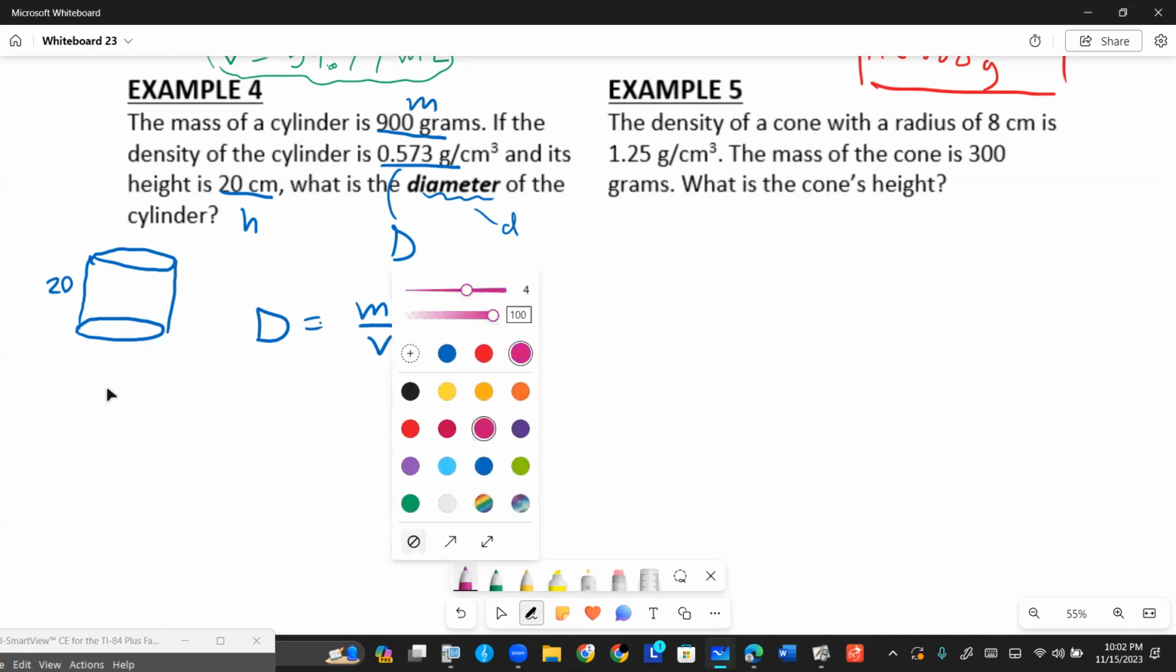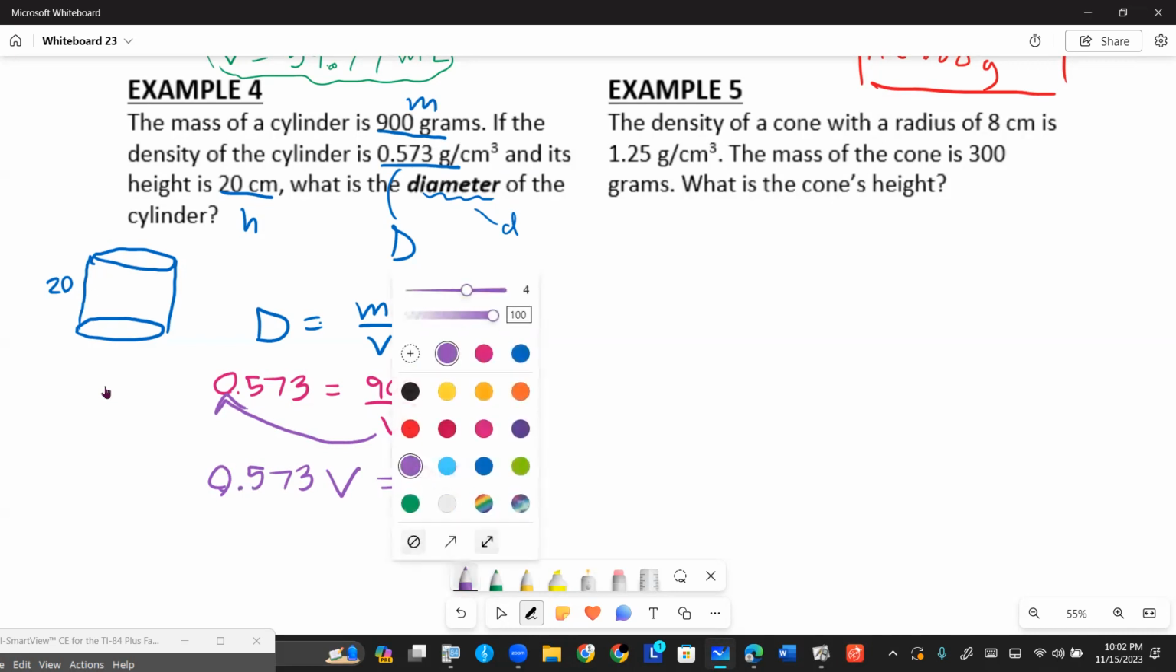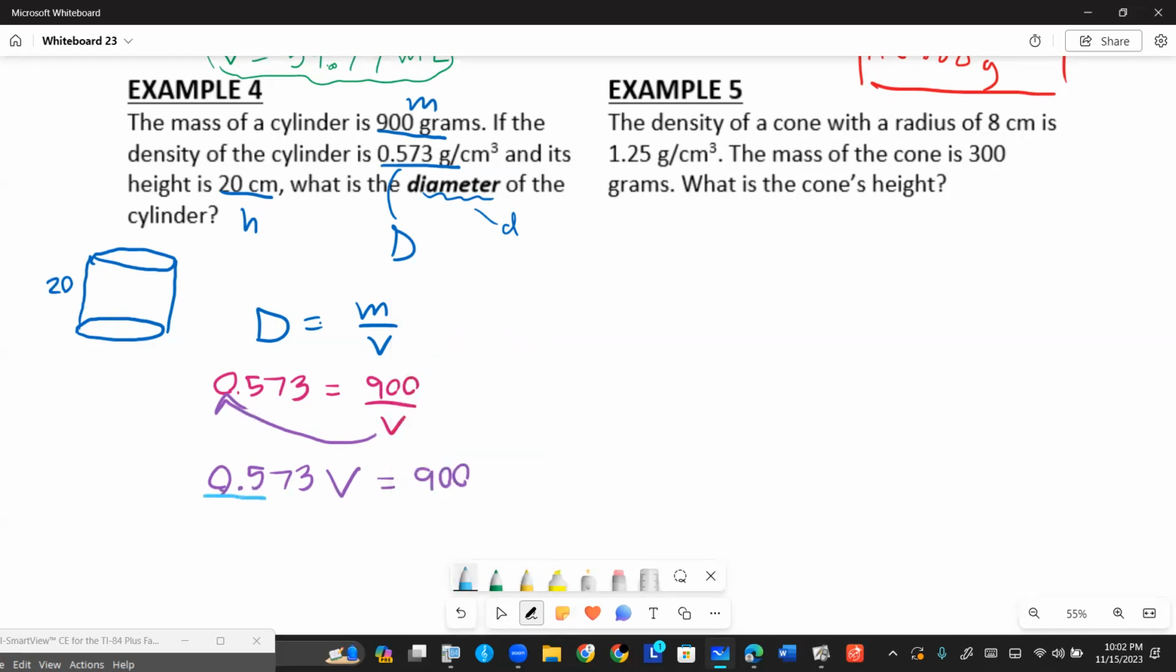We're going to plug in for the density 0.573. For the mass, we're going to plug in 900. And we do not know the volume. So we'll put volume on the bottom and we'll solve for it. Like in a previous problem, we're going to want to multiply that up to the other side. So that volume is going to end up being multiplied by 0.573. So we'll say 0.573 V is equal to 900. And then we can divide both sides by 0.573 to get V by itself.